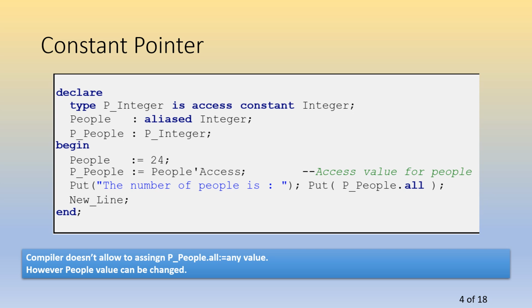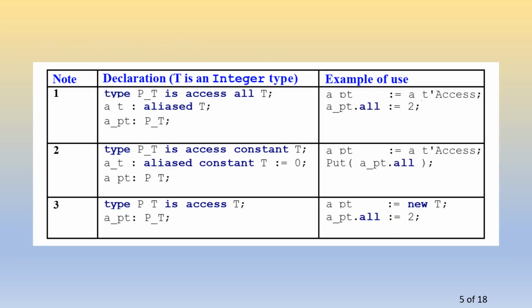One more type of pointer is a constant pointer, wherein you can access the value but you cannot assign values. Like you see, the same way we have declared the access constant integer, then the local variable, and also the variable for the pointer. The variable is assigned a value, and this is assigned to the pointer, and the value is printed with P_people.all. If you attempt to assign a value to P_people.all, this will throw a compiler error because this is defined as a constant integer.